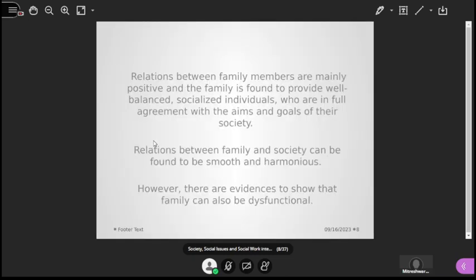So, relations between family members are mainly positive and the family is found to provide well-balanced, socialized individuals who are in full agreement with the aims and goals of their society. Relations between family and society can be found to be smooth and harmonious. However, there are evidences to show that family can also be dysfunctional.